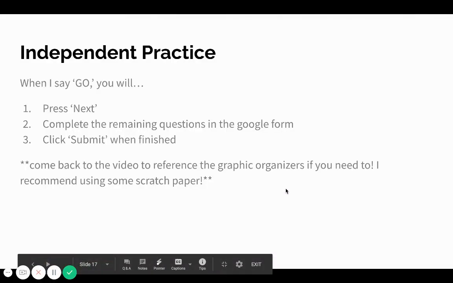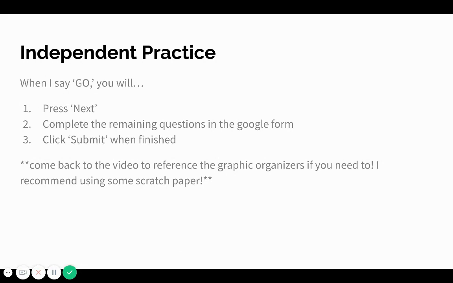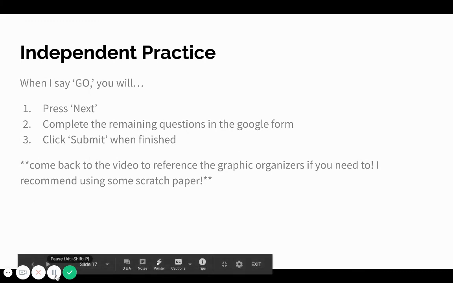You guys did a great job at differentiating between different phases of the lunar cycle and predicting the sequence of events on a calendar. Now we're going to jump into our independent practice. So when I say go, you will press next, complete the remaining questions in the Google form, and click submit when you are finished. Please come back to the video to reference those graphic organizers if you need to, and I highly recommend using some scratch paper.